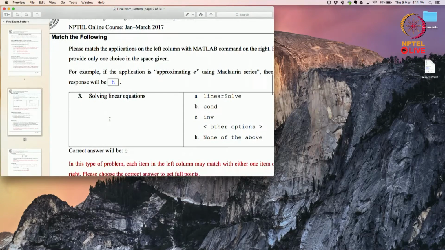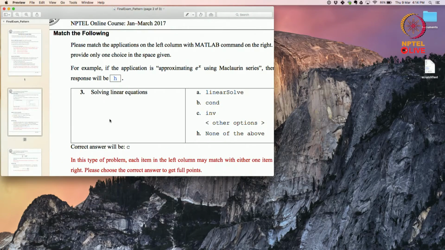The third type of problems are match the columns. In match the columns, the type of problem that you want to solve is on the left hand side, and the command that you can use to solve it is on the right hand side. There are 5 match the following questions. There will be 5 questions on the left hand side, and I believe there will be 8 answers on the right hand side. So, of course, there is not a 1-to-1 mapping.